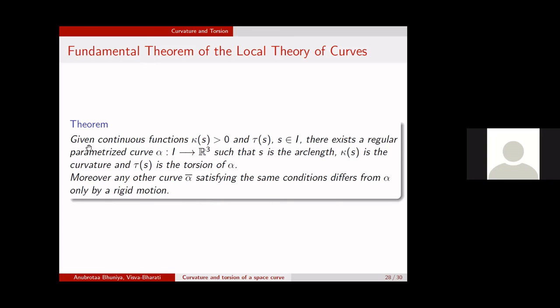So here the statement of the theorem is: given continuous functions kappa(s) greater than 0 and tau(s), where s belongs to I, there exists a regular parametrized curve alpha from I to R3 such that s is the arc length, kappa is the curvature, and tau is the torsion. Moreover, any other curve alpha bar satisfying the same conditions differs from alpha only by a rigid motion. So we are getting a curve regardless of the position of the curve in space, if we are just given two continuous functions, one a positive function kappa greater than 0, the other tau.